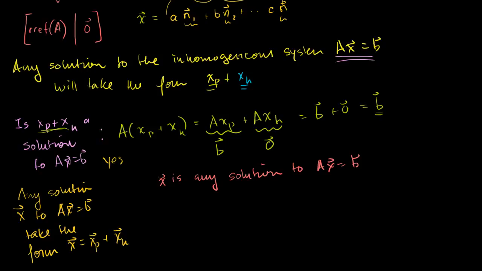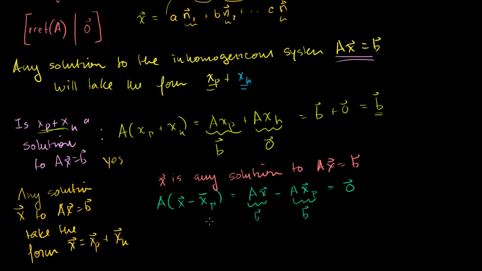And let's see what happens when we take A times x minus some particular solution to this. When we distribute the matrix vector product, you get A times our any solution minus A times our particular solution. Now, what is this going to be equal to? We're saying that this is a solution to AX equals B, so this is going to be equal to B. And of course, any particular solution to this, when you multiply it by A, is also going to be equal to B. So it's going to be B minus B, which is equal to the 0 vector.